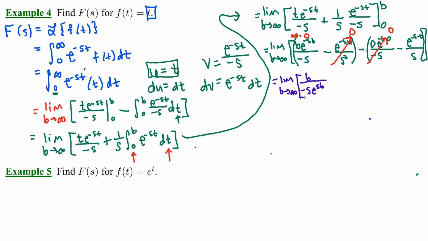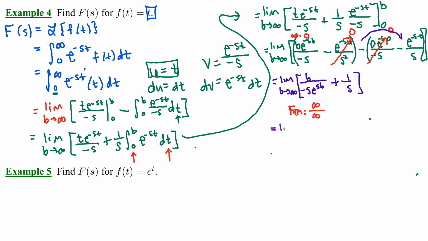And while we're at it, I'm going to simplify this last term here. Notice we need to distribute our negative. That becomes plus 1 over s. Now observe here, as b approaches infinity, we have the form infinity over infinity. That's our green light for L'Hopital's rule.